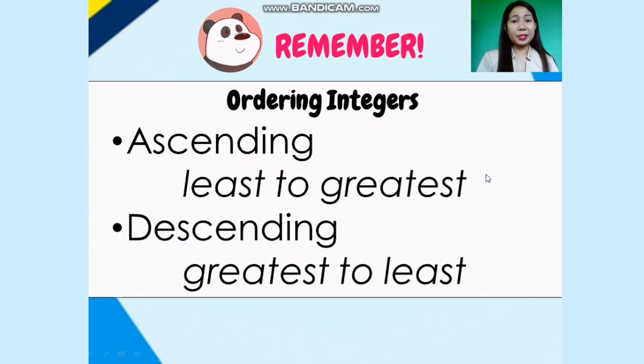Now let's have ordering integers. There are two ways of ordering integers. The first one is ascending, which starts from the least to greatest. And the second one is descending, which starts from greatest to least.